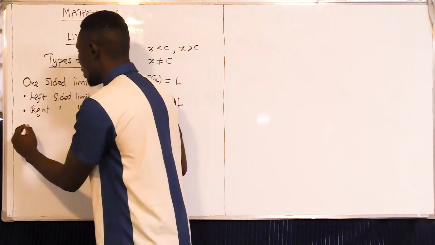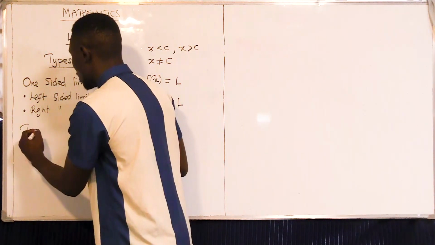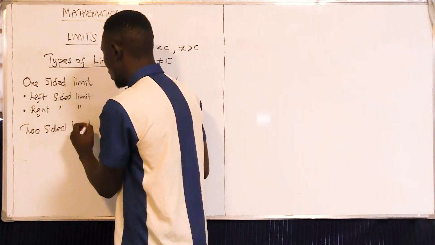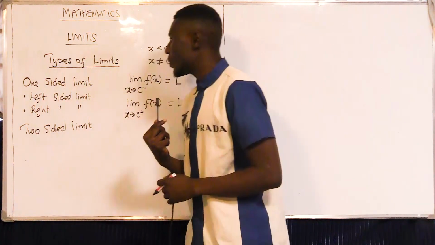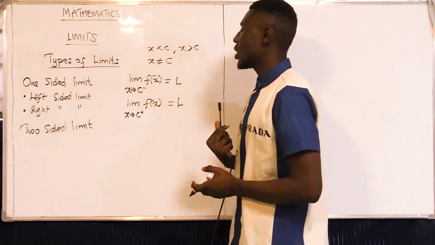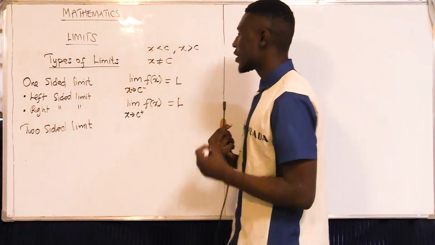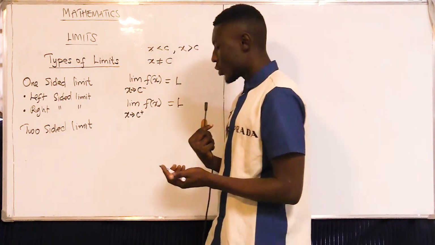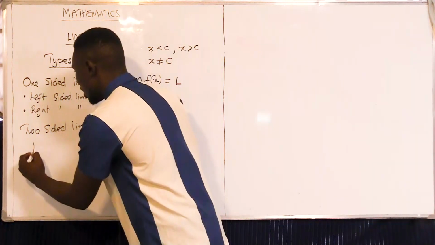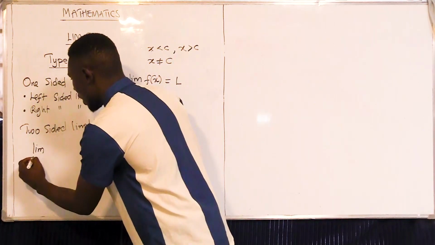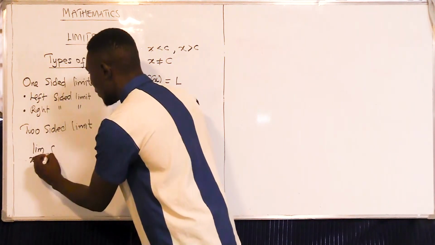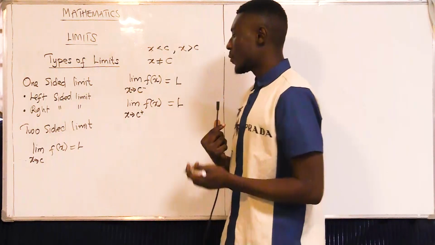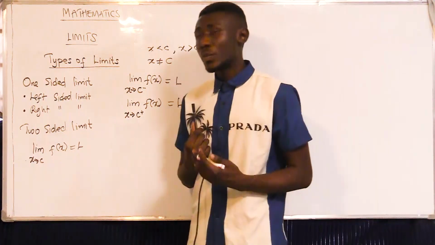So now I move on to the other type. The other type is two-sided or double-sided. For the two-sided limit, you are not really specifying which side x is approaching c from. So you just write this as the limit as x is approaching c of our function equals L. Now there's a condition for a limit to exist, or rather to be defined.